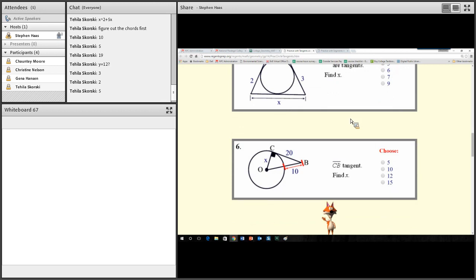Okay, now CB is a tangent. Find x. What is x? Oh, wow, that's a good question. How do we figure that one out?